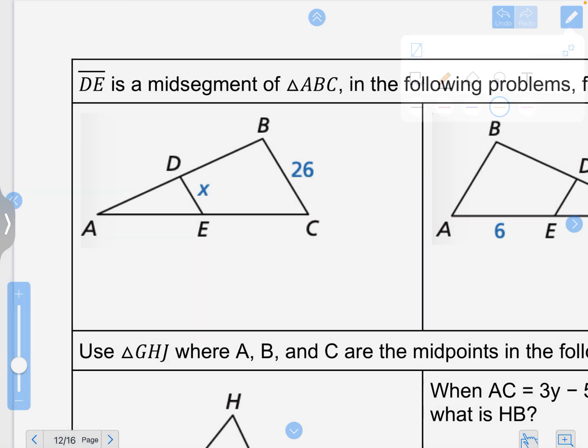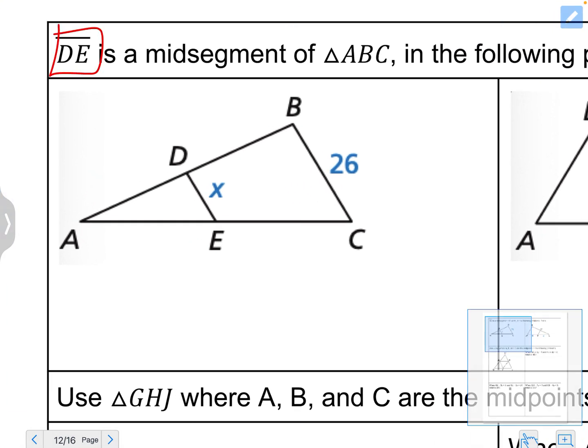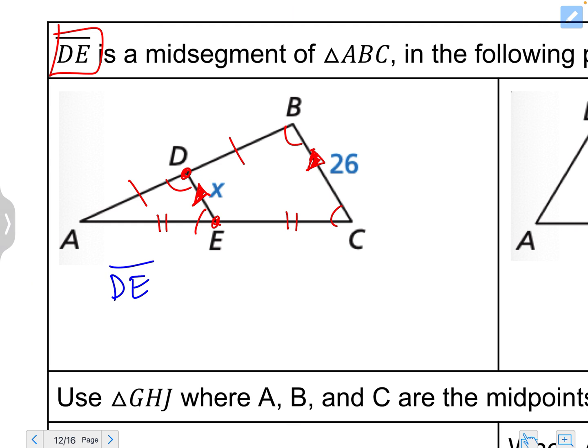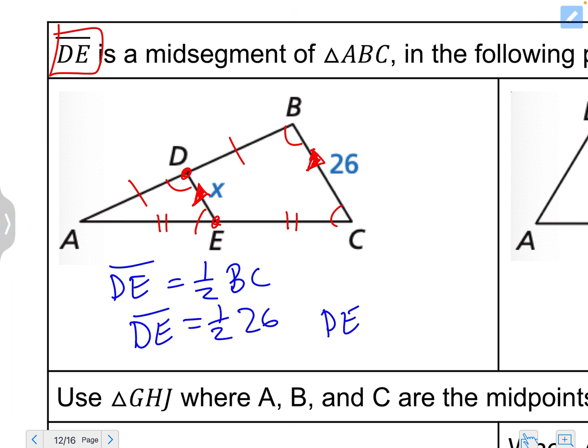All right. So DE is a midsegment. That means that this is congruent to this. This is congruent to this. We know that these two lines here are parallel. I know that this angle is congruent to this angle is congruent to that angle. We also know that DE is 1/2 of BC. So DE equals 1/2 of 26. So DE equals 13.